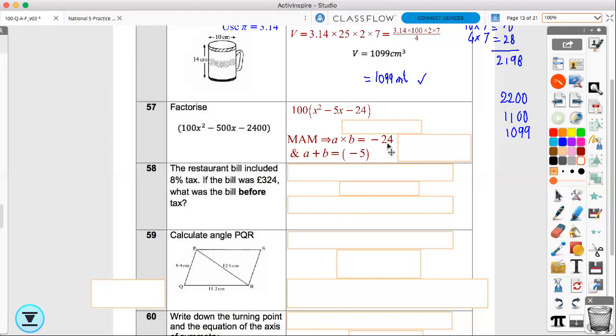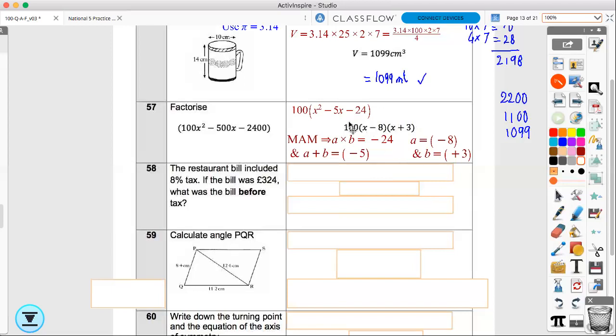Yeah, 3 and 8, because 3 minus 8 would give me minus 5. And positive 3 times negative 8 would give me negative 24, and that works. So I've got negative 8 and 3. And this is how you factorize it. You just put negative 8 there and positive 3 there. And remember to put the 100 as well outside. So this final answer would just be 100 times (x minus 8) times (x plus 3).